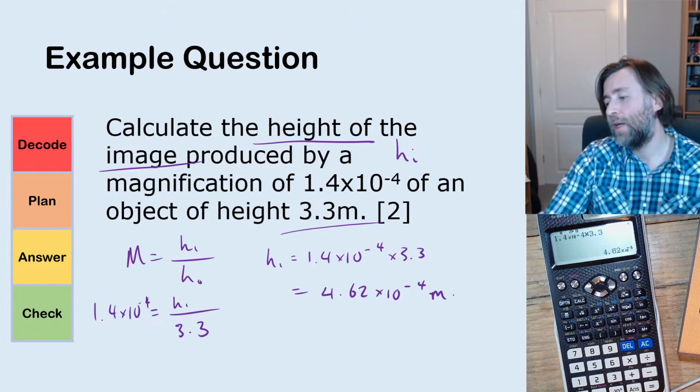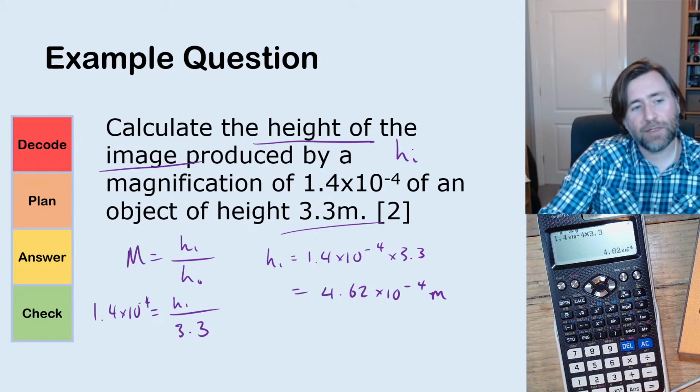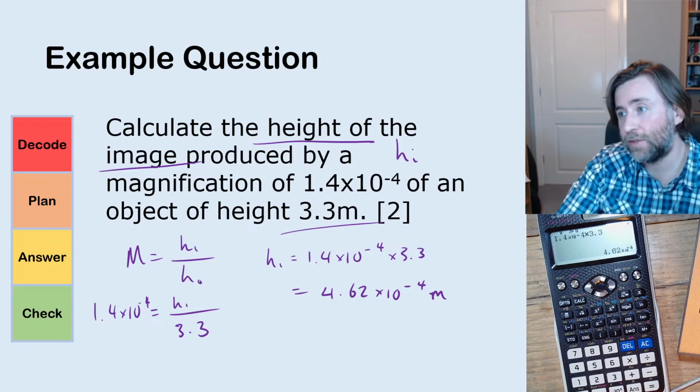Okay. Does that seem a bit small? Yeah, for an image? Maybe. Well, it says a magnification, but a magnification doesn't have to be bigger, does it? It's just a scale factor.